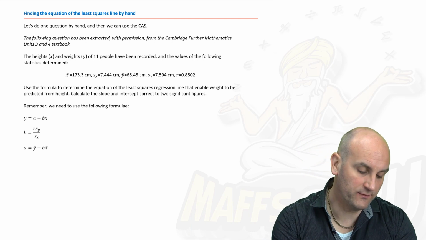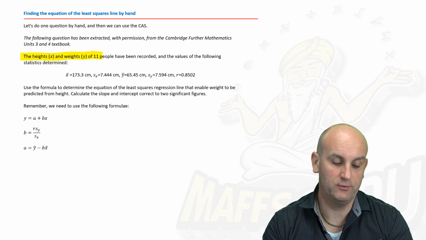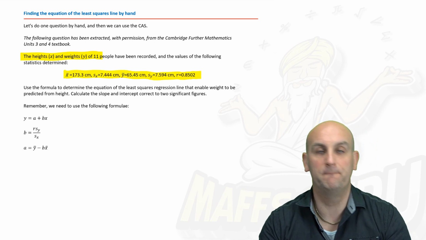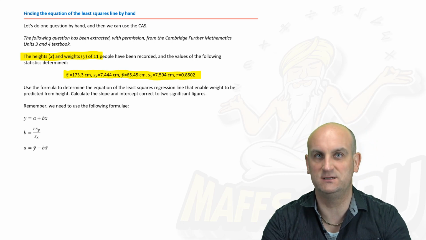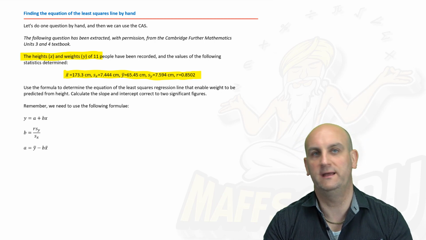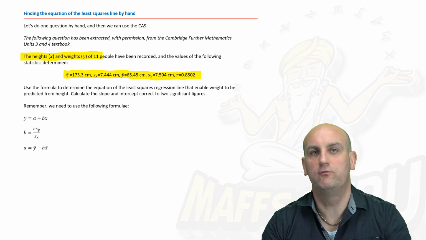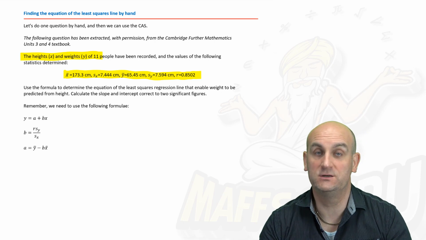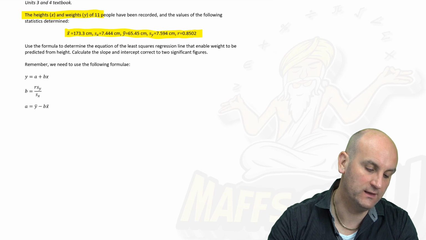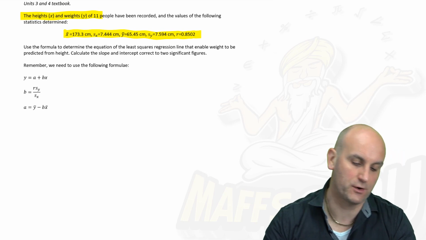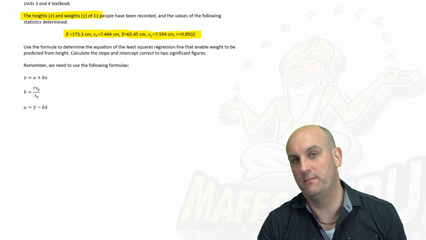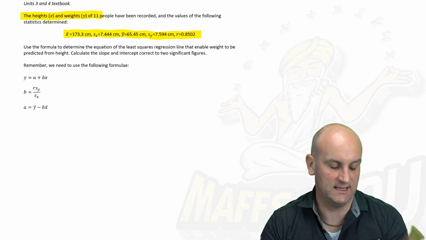All right, so we're given that the heights and weights of 11 people have been recorded and the values of the following statistics have been written down. And yes, as you can see, in an exam, if you saw this, then hopefully you would be like, yes, this is awesome. Flip open your book, find the equations and substitute them in. All right, so use the formula to determine the equation of the least squares regression line and enable weight to be predicted from height. All right, weight to be predicted, that's awesome.